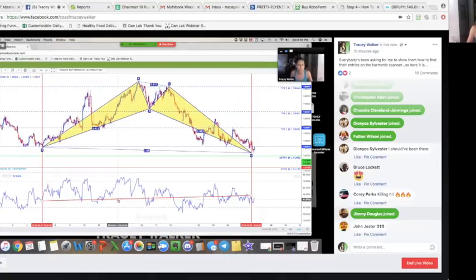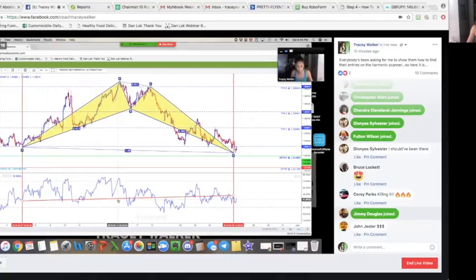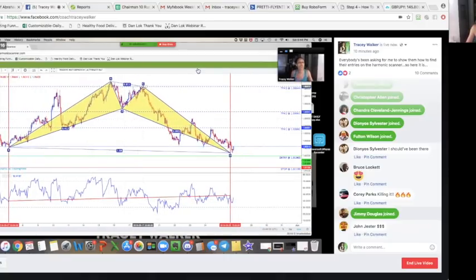Great. So now the next thing I'm going to do is where the entry point really comes in. See that the scanner says the entry point is 1.91965, which means it's expecting price to come down to here and then go up and reach our take profit 1, take profit 2, and or take profit 3.